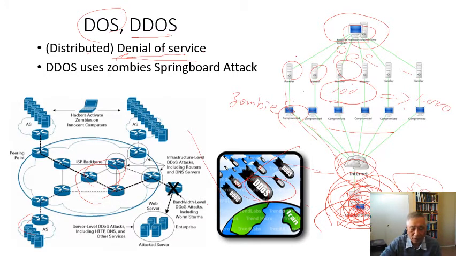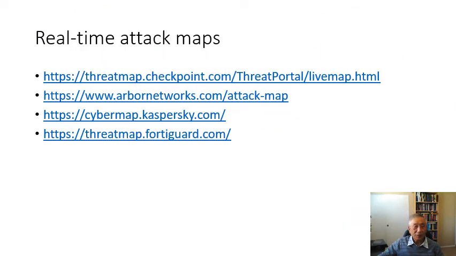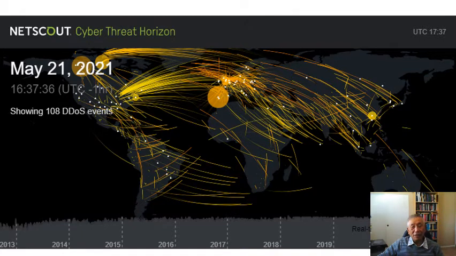So a DDoS network is sometimes called a zombie net, something like that. This causes a lot of trouble these days. A real-time attack map exists. By all means, go click on the sites, and they will have real-time maps of what kind of attack is going on at this moment.